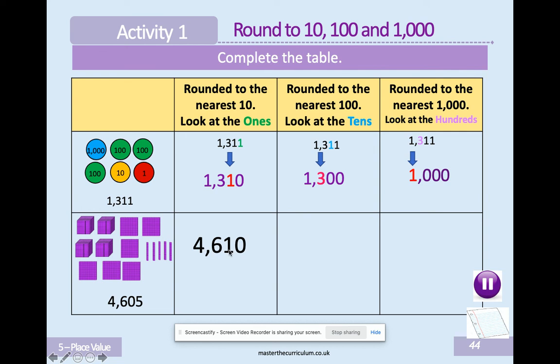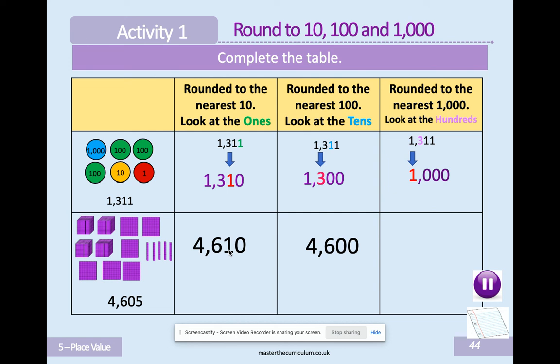If I round to 100, from 4,605 to the nearest 100, I have to look at my 0. Therefore, the rule says I do not have to change it. It stays 4,600.